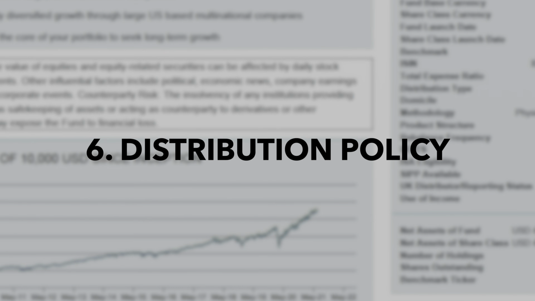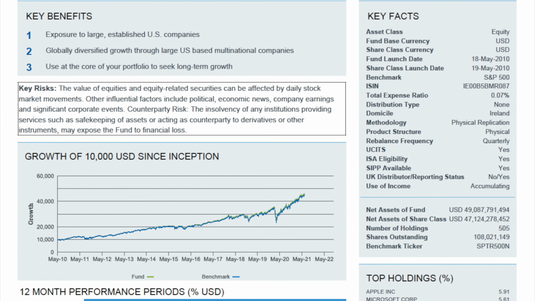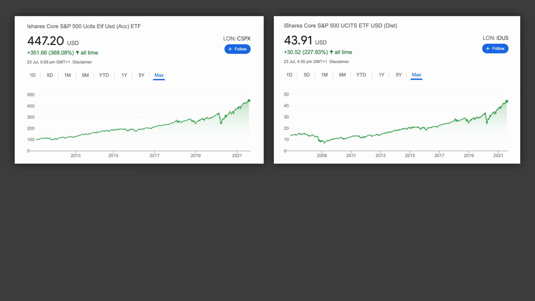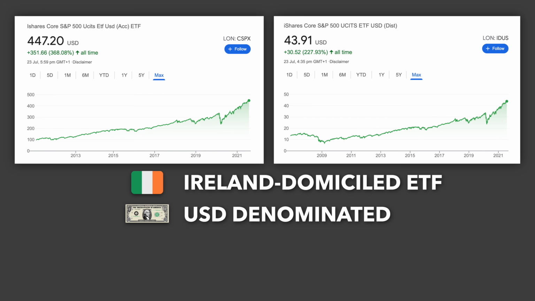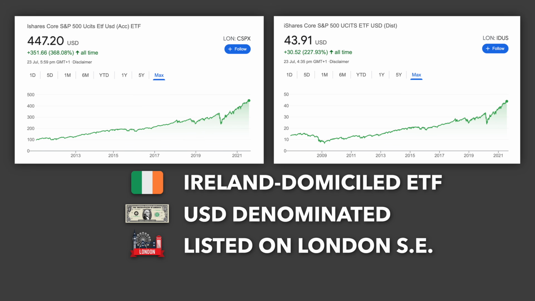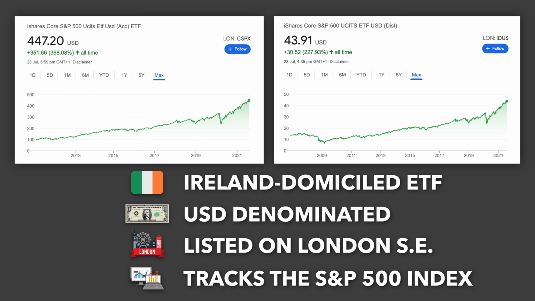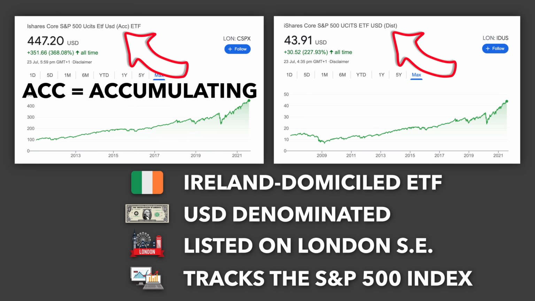Alright, moving on, we look at the distribution policy, which can come in the form of accumulating or distributing. You can usually identify this by looking at the fact sheet. If not, the name of the ETF itself should show it. For example, we have CSPX on the left and IDUS ETF on the right, which are both island domicile ETFs, both US dollars denominated, both listed on the London Stock Exchange, and they both track the S&P 500 index. If you look closer into their name, there is this ACC and DIST. ACC stands for accumulating, while DIST stands for distributing.